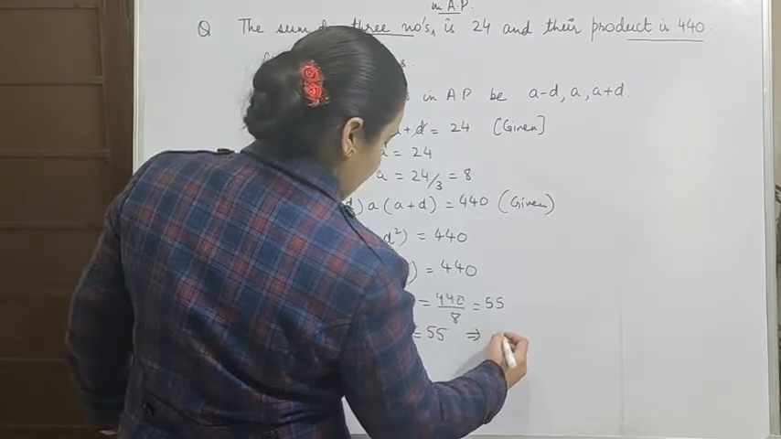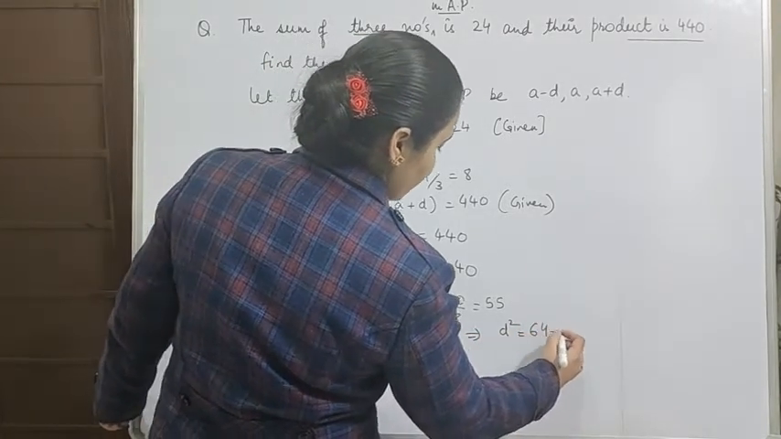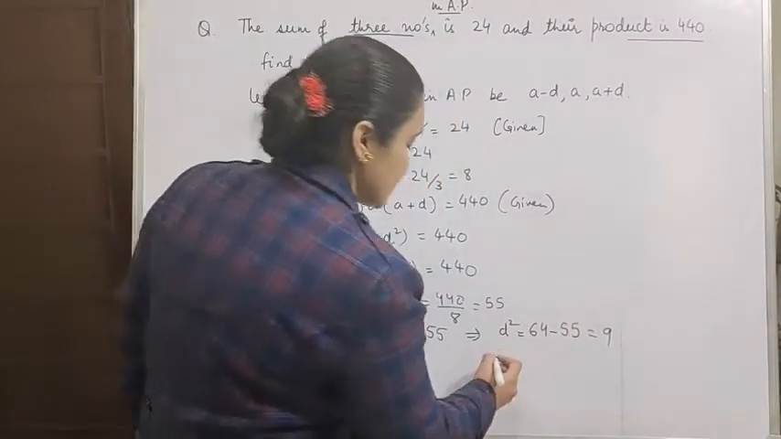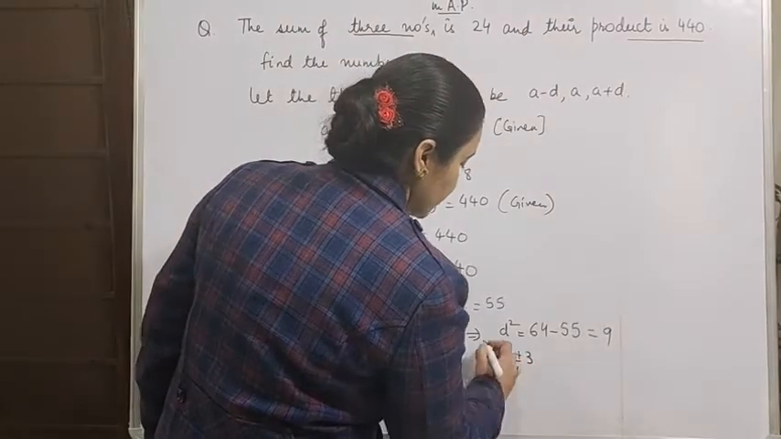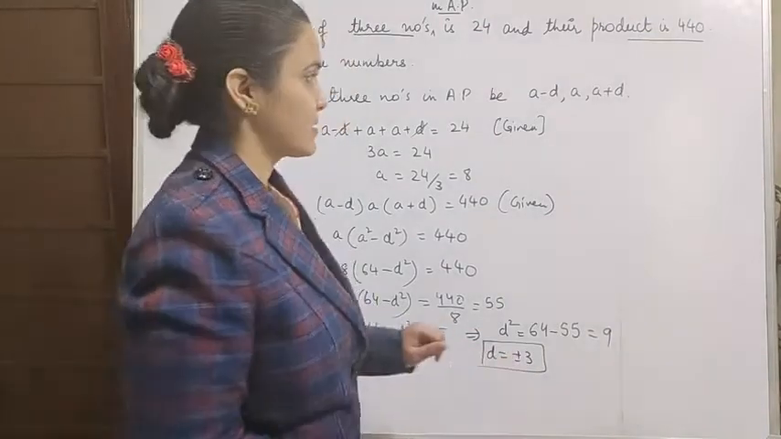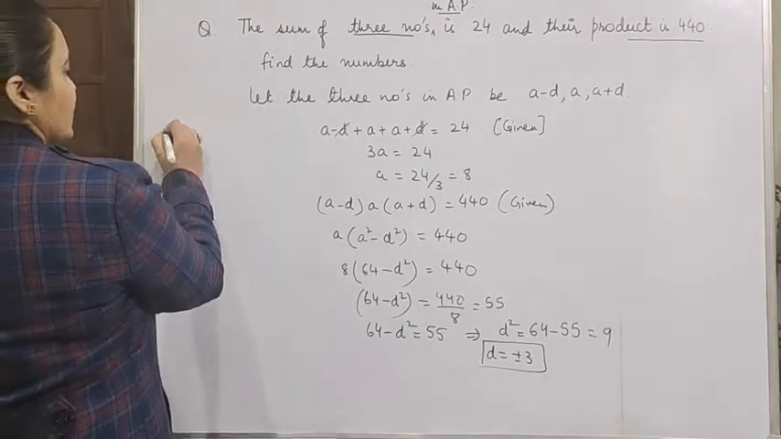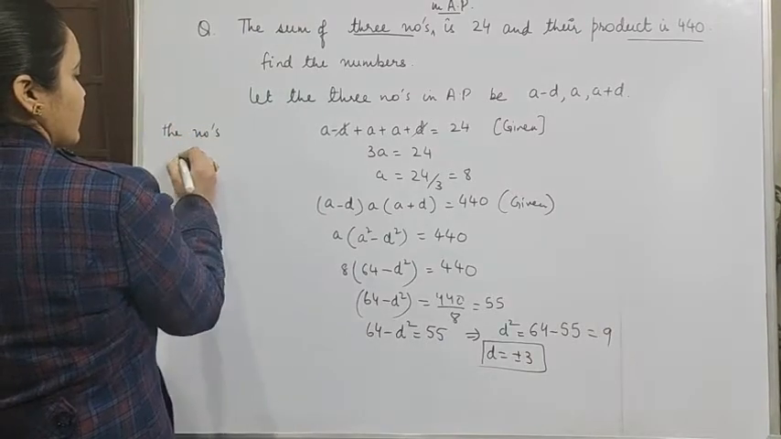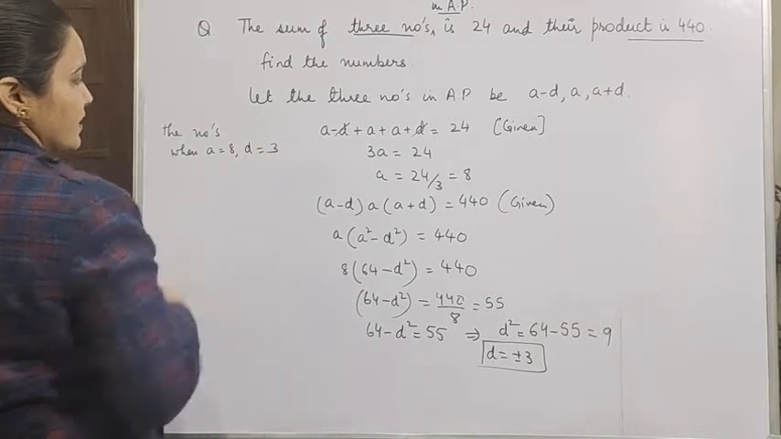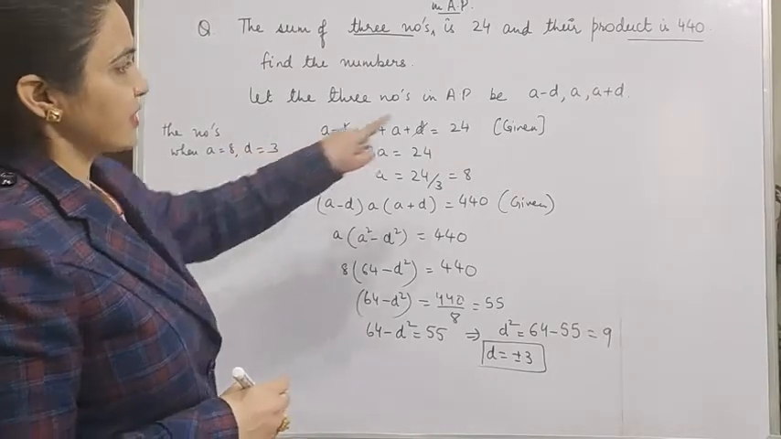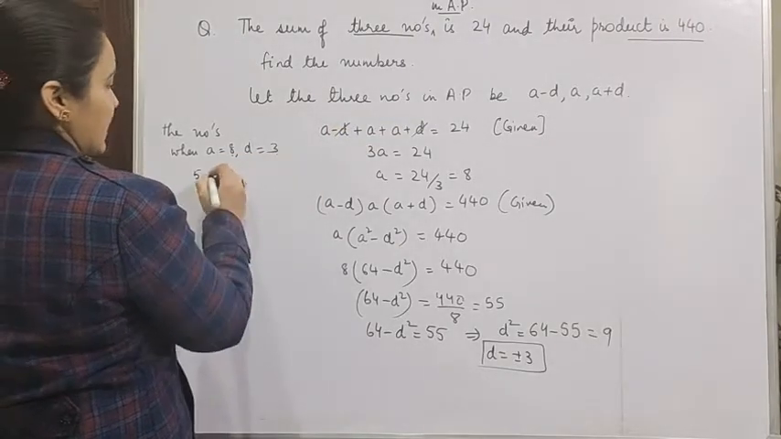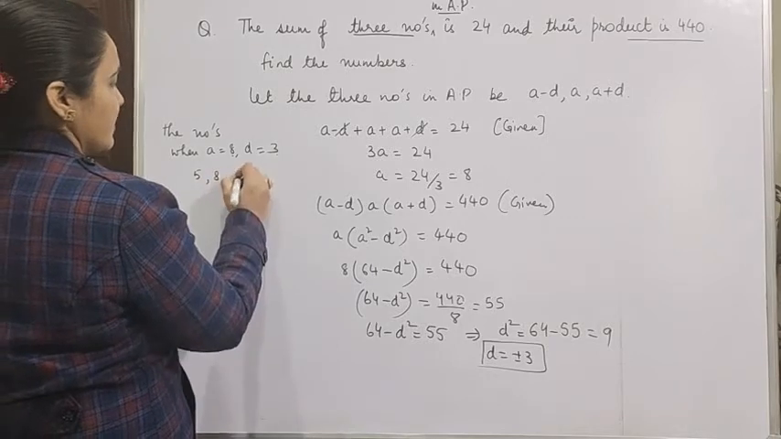Which will imply that D square will be equal to 64 minus 55, which is 9. So D square equal to 9 implies D is equal to plus or minus 3. So we have two values of D, that is plus 3 and minus 3. Let us now write the numbers. So the numbers are, when A is equal to 8 and D equal to 3, what are the numbers? The numbers are 8 minus 3, that is 5, 8, and 8 plus 3, 11.